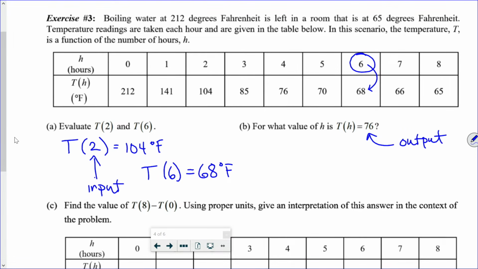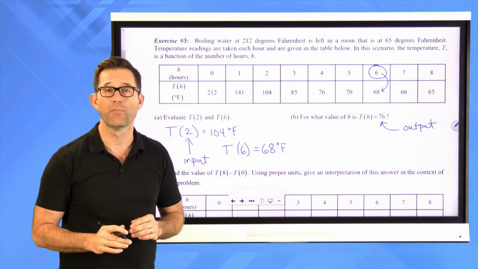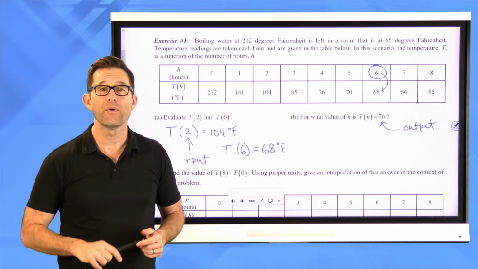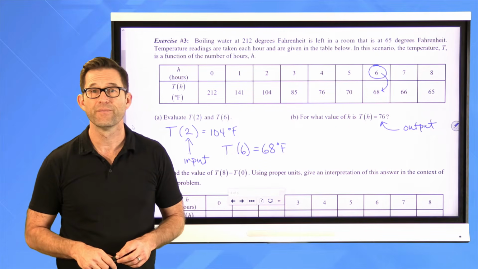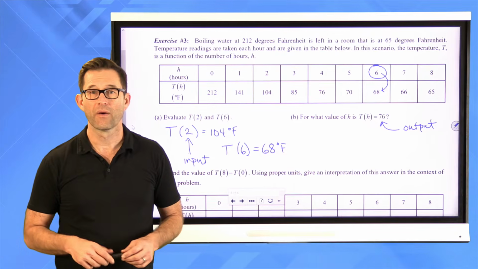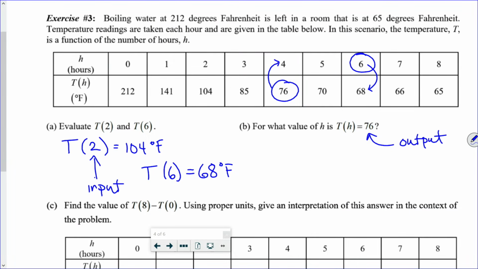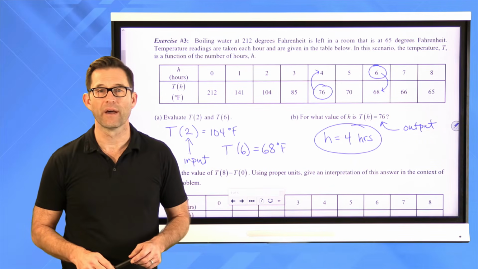And we have to recognize that. If the number that's given is inside of the parentheses, we've given you the input. If it's what the function is equal to, we've given you the output. Pause the video now and see if you can give me the input value for when the output value is 76. All right, well, pretty easy. Where is there an output of 76? Right there. So that means H is equal to 4 hours. For an input of 4 hours, the output is 76 degrees Fahrenheit.